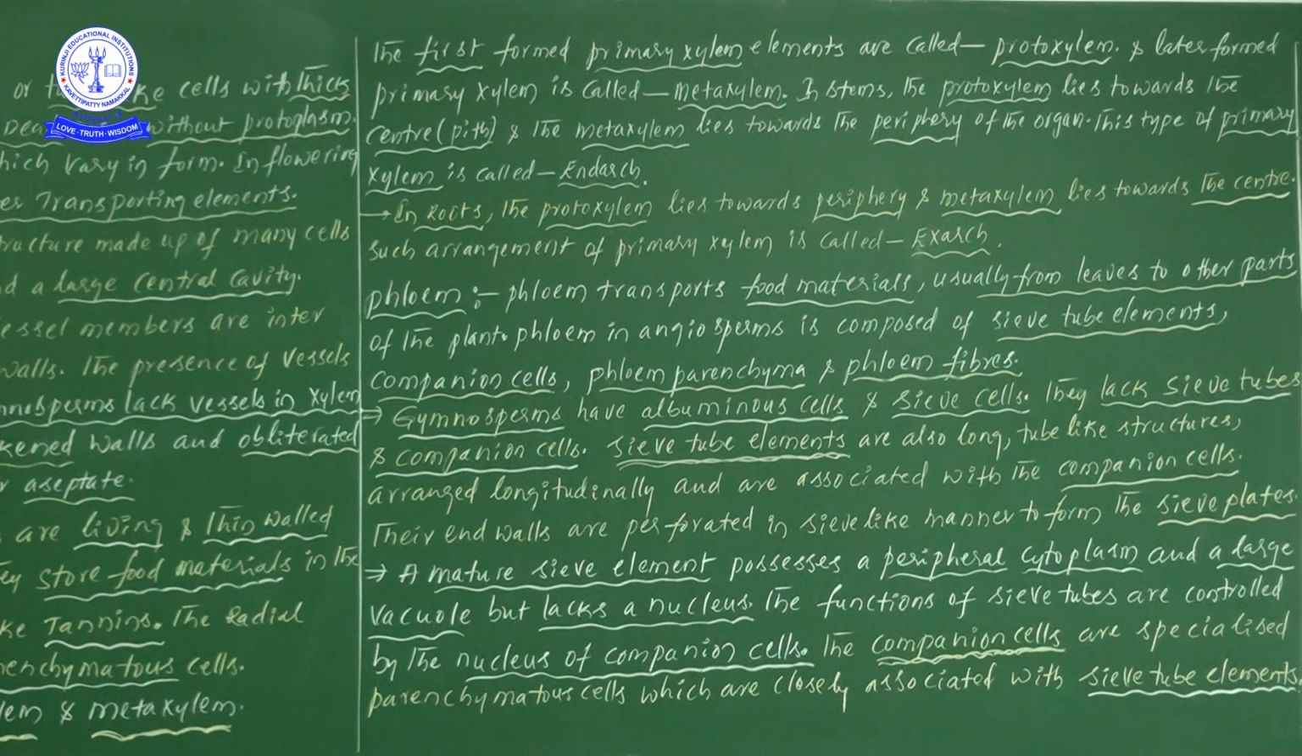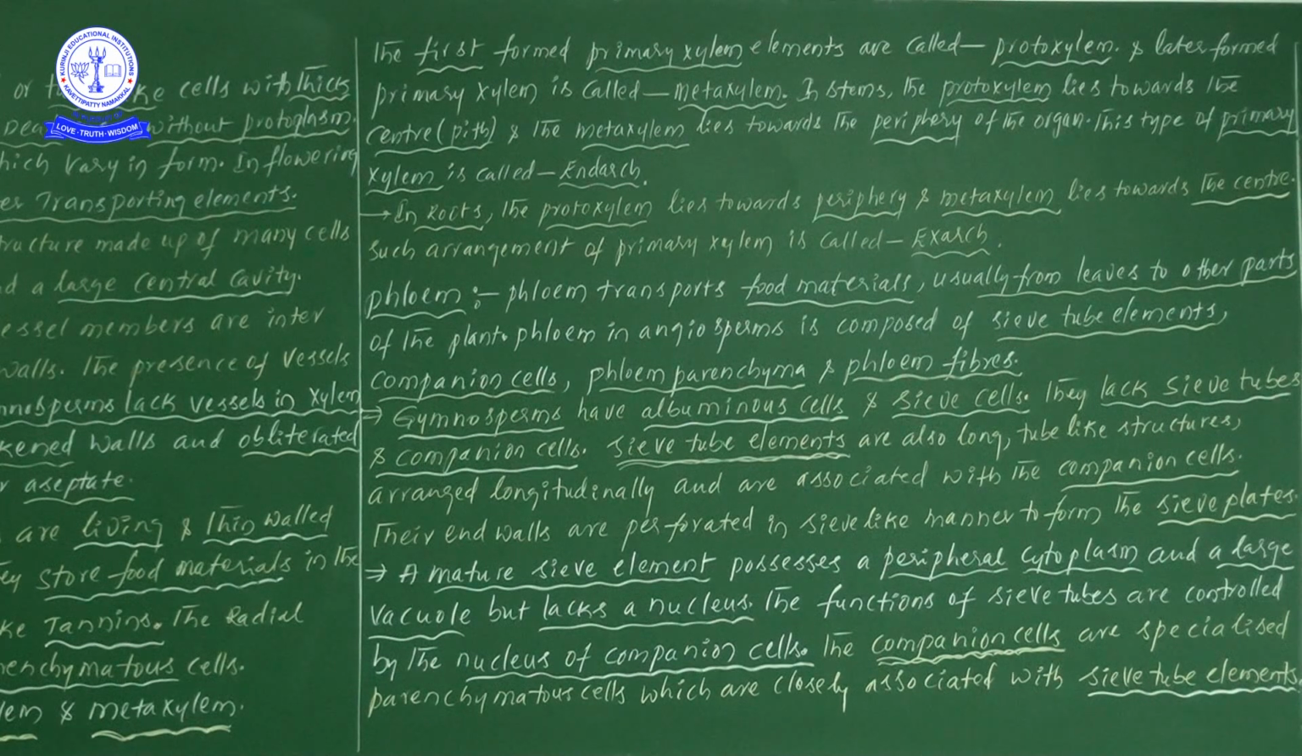Sieve plates means, suppose mummy uses a sieve for cleaning of a floor. Likewise here also, in the end walls of the sieve tube elements, we can find sieve plates. Next, a matured sieve element possesses a peripheral cytoplasm and a large vacuole but lacks a nucleus.